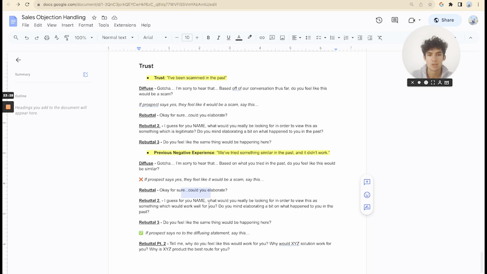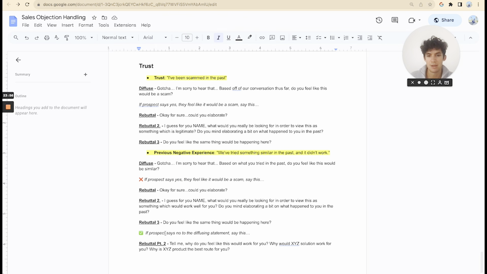Right? So I guess for you, John, what would you really be looking for in order to view this as something that would work well for you? Do you mind elaborating a bit on what happened to you in the past? They'll elaborate, and then we can say, gotcha, do you feel like the same thing would be happening here? Tell me why. Now, if the prospect says no here to the diffusing statement, right? So this is just if they feel like this would be a scam.